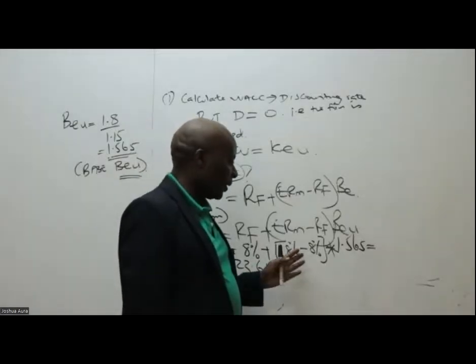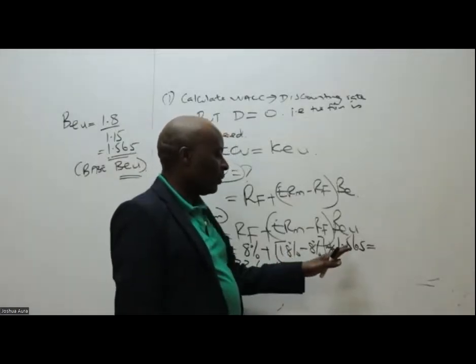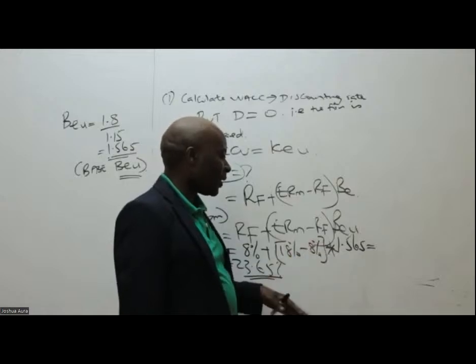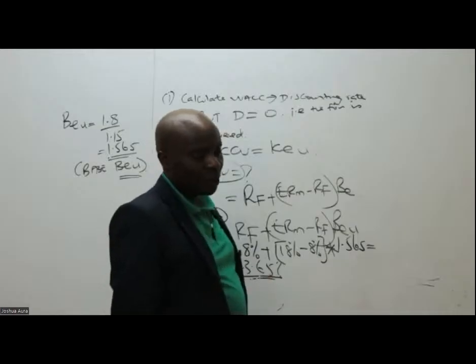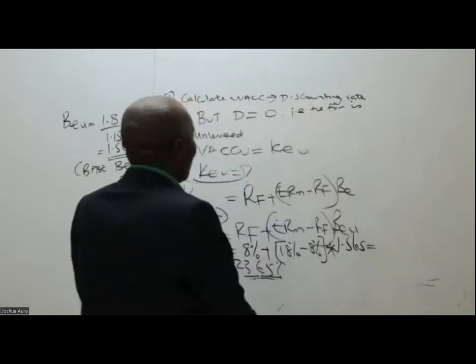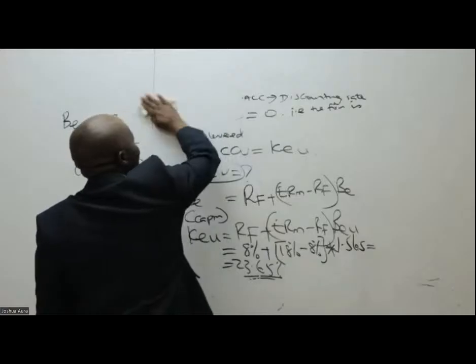So please remember it's the bracket first. 18 minus 8 gives me 10. 10 times this will give me 15.65%. So 8 plus this for sure will give me this. Thank you very much. So now we have been able to answer number 1.